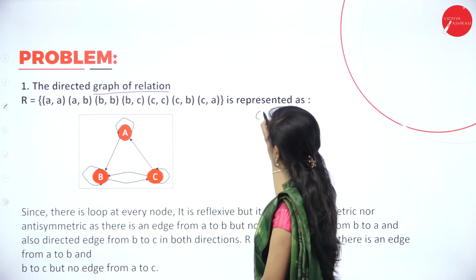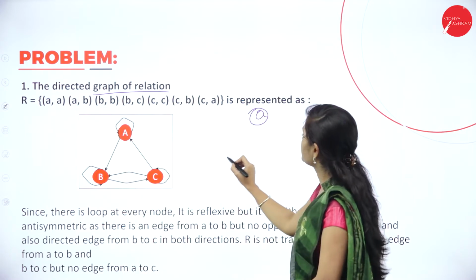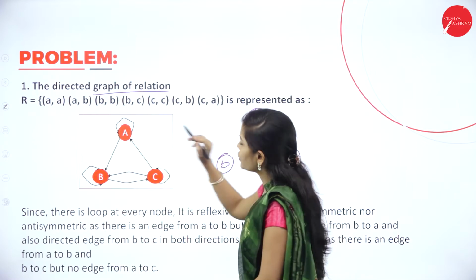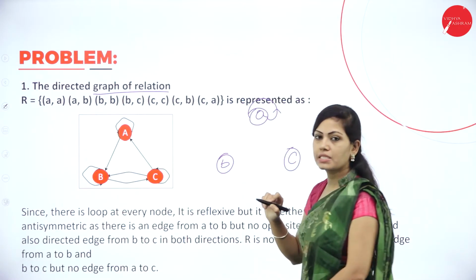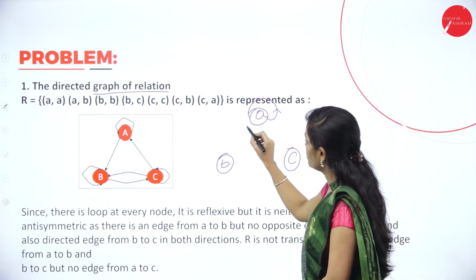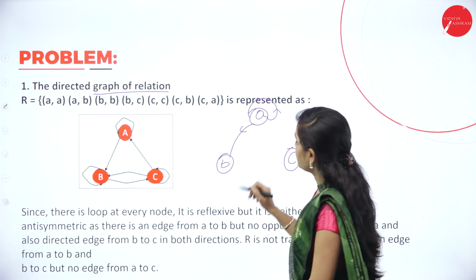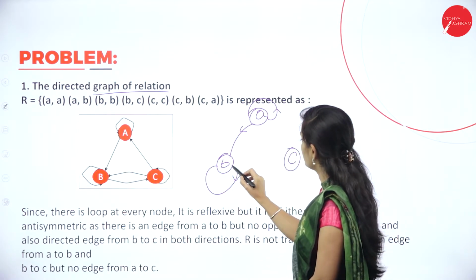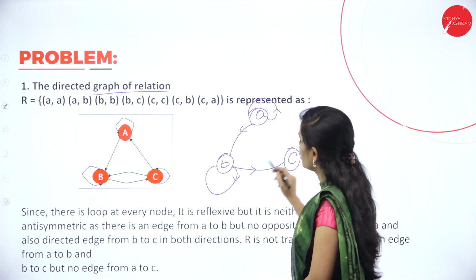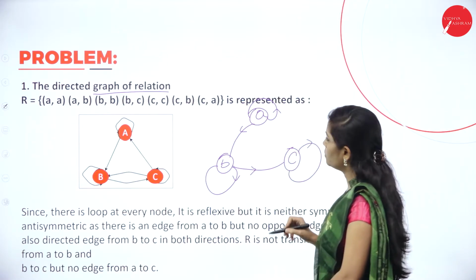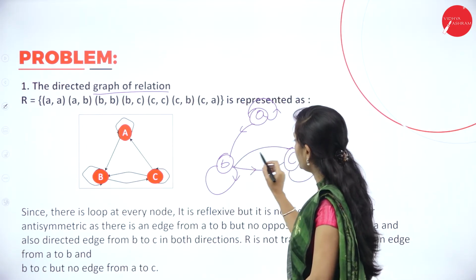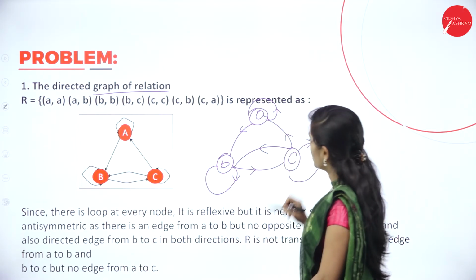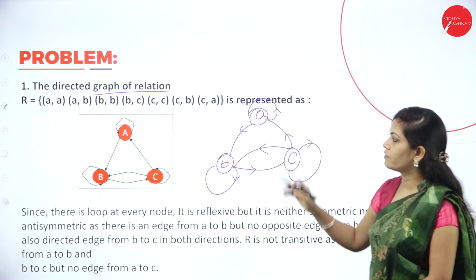Here we have three set elements: A, B and C. A to A is a self loop, and A to B. B to B is a self loop, and B to C. C to C is a self loop, and C to B, and C to A. So this is your directed graph for the given relation.